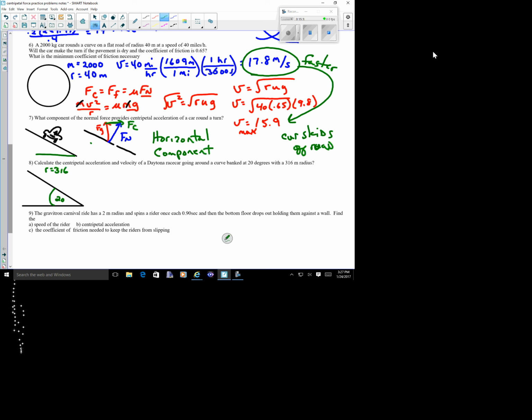So let's look at this. I'm saying centripetal force equals, well, let's look back up here at number 7's diagram. If that is a 20-degree angle, right up here, this is a 20-degree angle. Once again, that road has to push the car up. The normal force goes like this.